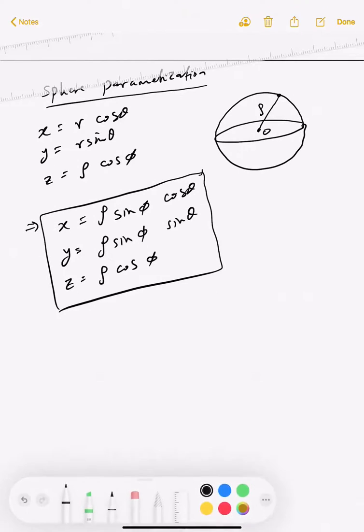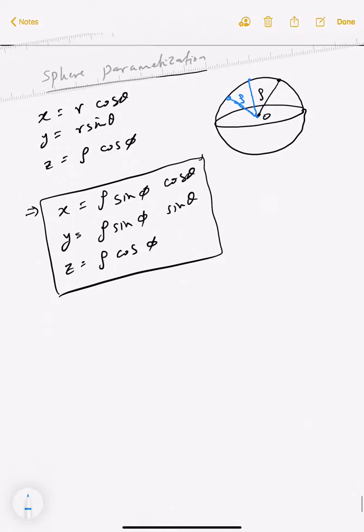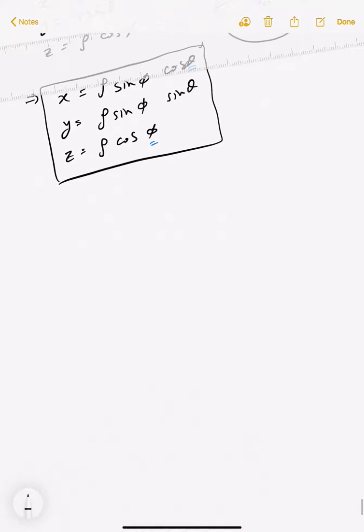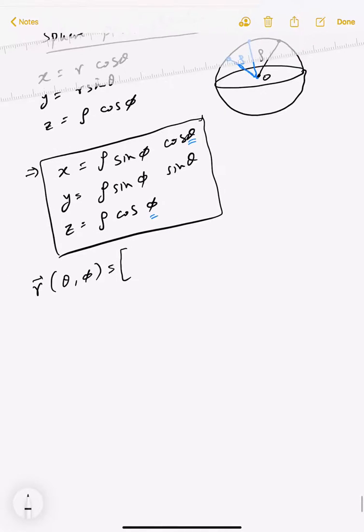Okay? So now, if you take any point on the sphere, wherever you like, for sure the rho is fixed. But what about the theta and phi? They are changing. The theta has to range from 0 to 2 pi, and the phi from 0 to pi. So basically, I can write my parameterization for the sphere. Any point on the sphere will have this parameterization: rho sine phi cosine theta, rho sine phi sine theta, and rho cosine phi.